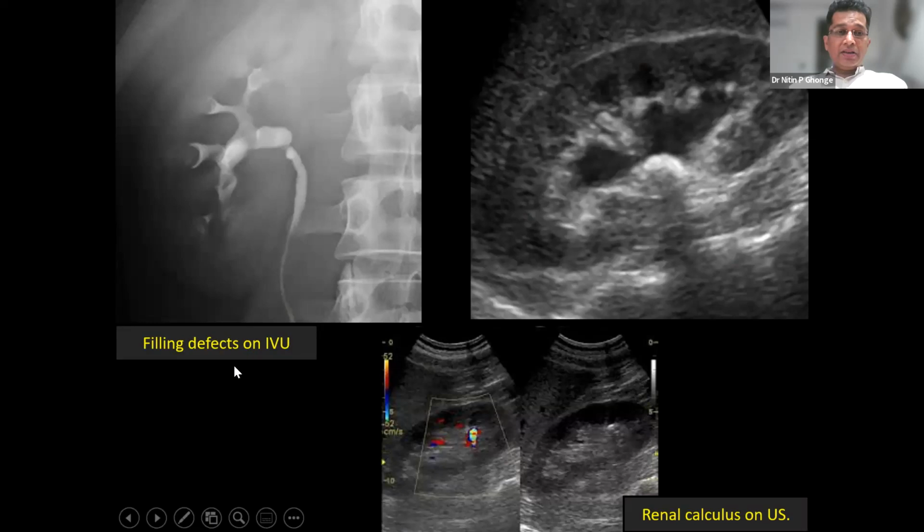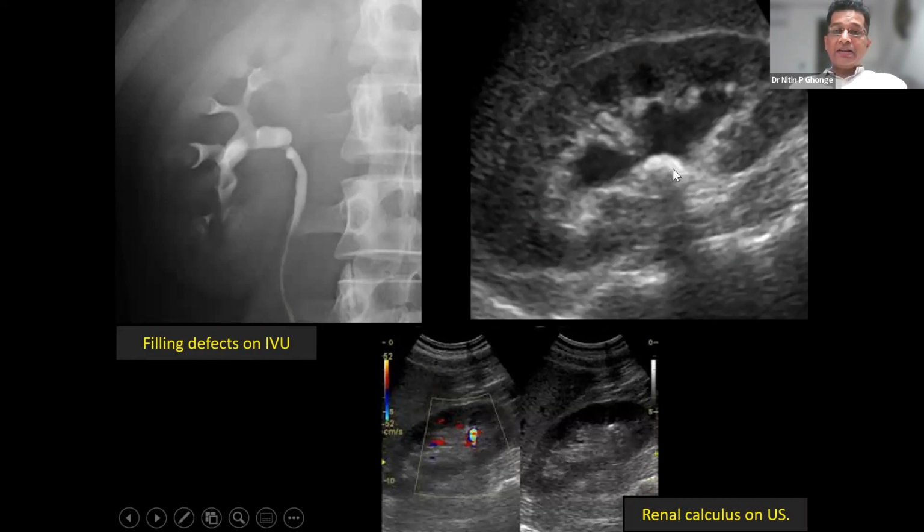So filling defects on IVP should be picked up. As we can see, this is the normal C-shaped appearance of the calyx. So this is normal, while here you can see the abnormality, and here you can see the focal filling defect because of a calculus in the calyceal system.